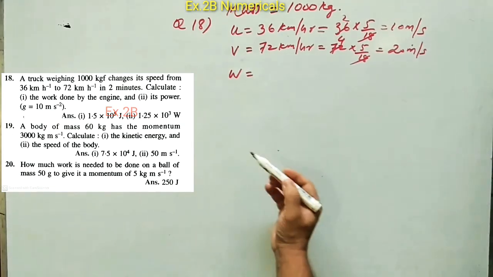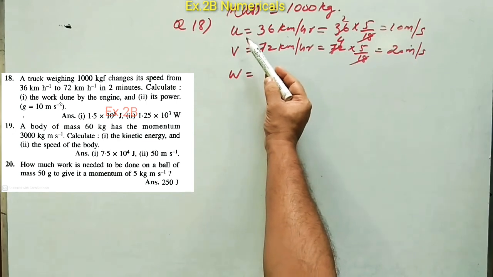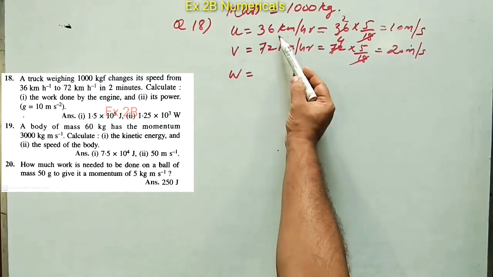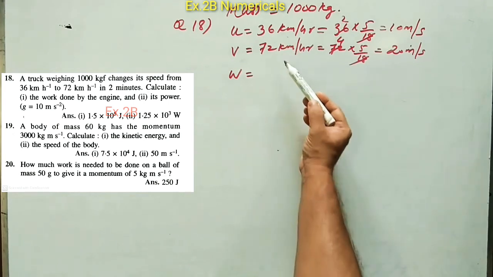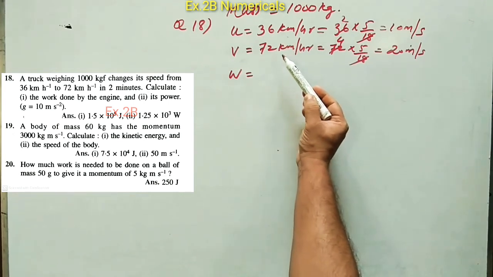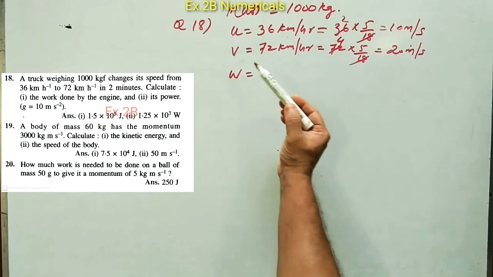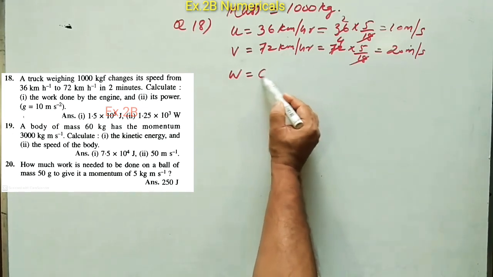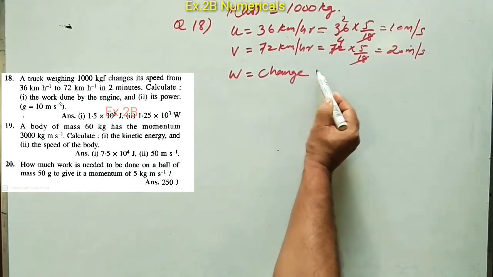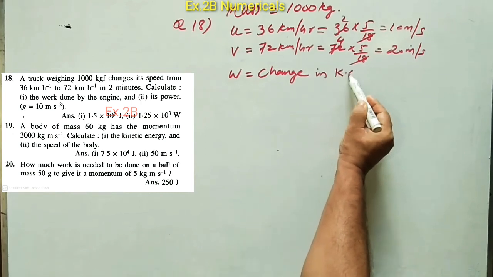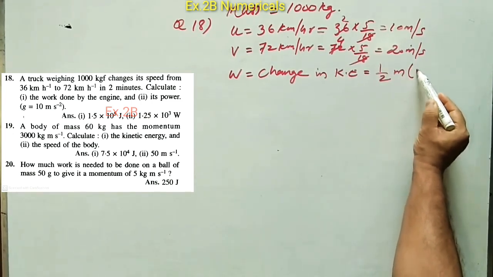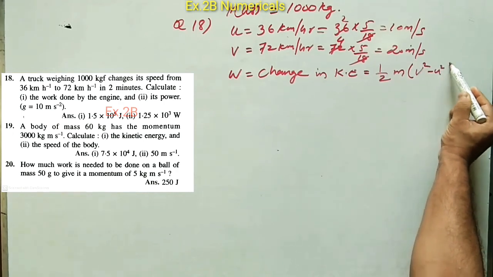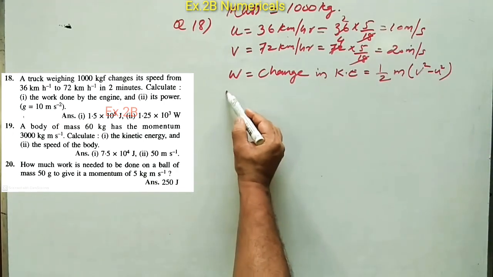So look at this problem. The truck is changing its speed from 36 km per hour to 72 km per hour. Whenever there is a change in speed, the kinetic energy of the truck changes. So the work done by the engine will be equal to change in kinetic energy according to work energy theorem. Change in kinetic energy is equal to, I can write, half m into v square minus u square. Clear? So all the quantities are given there.